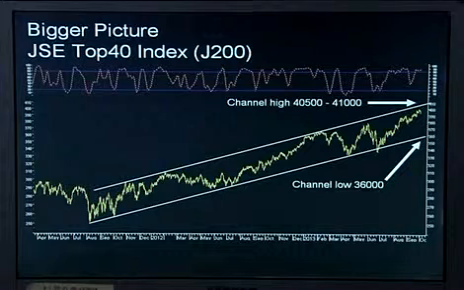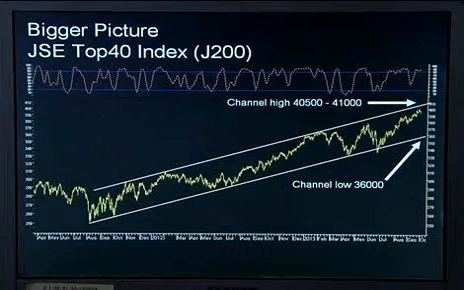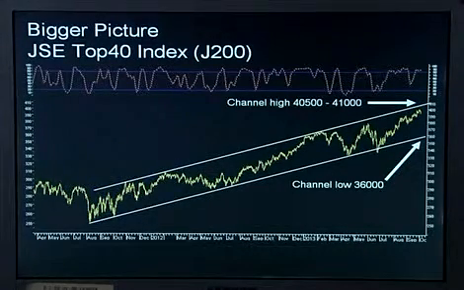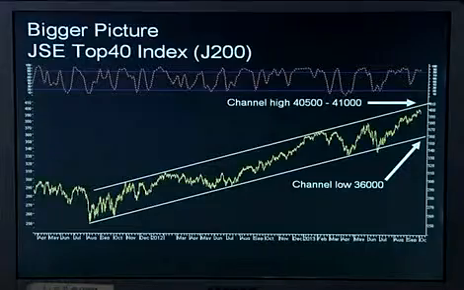And then at the lower end of the channel, we've got 36,000, which is approximately 10% down from where we are at the moment. And my suspicion, or what I'm effectively saying here, is that there's a possibility that if we do start to see the market pulling back, you can't rule out the possibility that at some point we maybe go back down to the bottom of that channel again. And that would probably be quite healthy for the market.